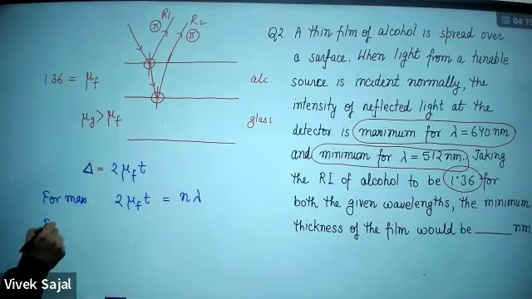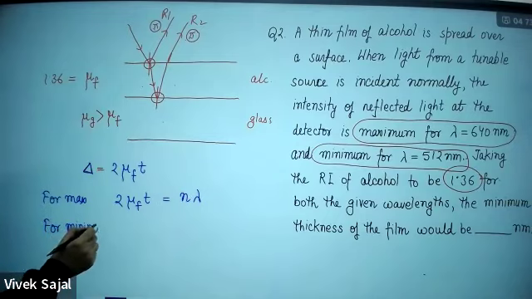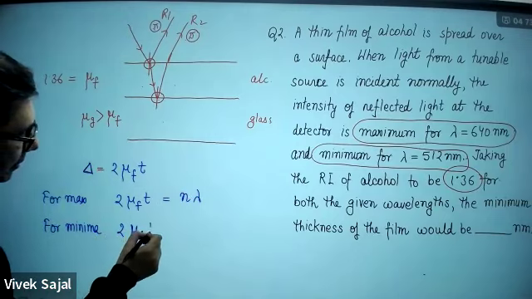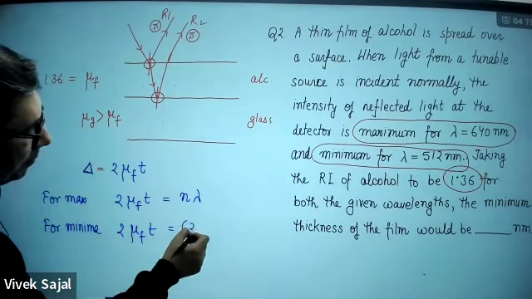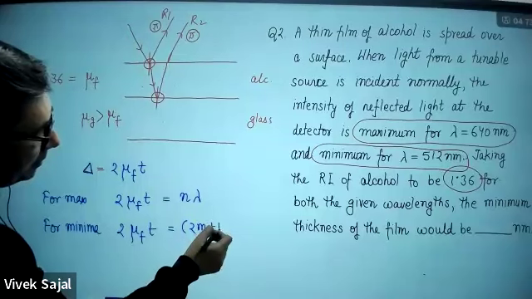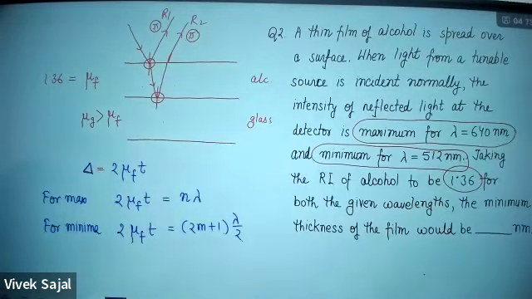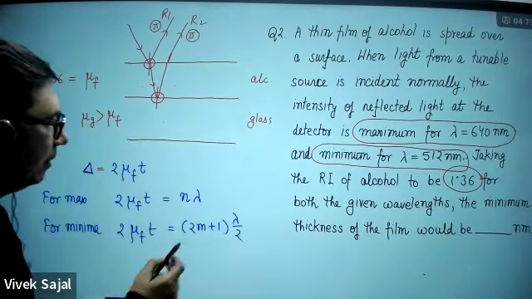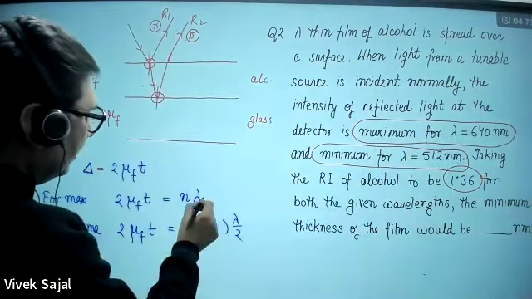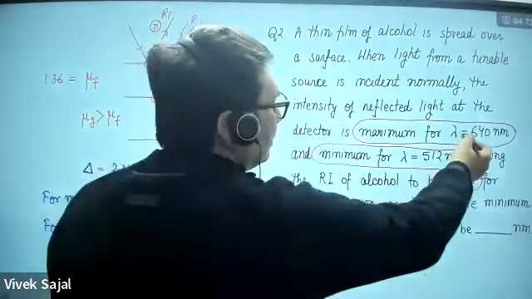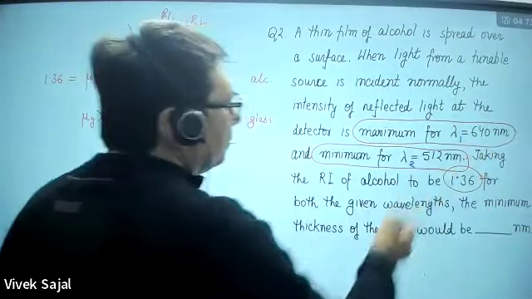For minimum intensity, for minima, it will be something like this: 2 mu t equals (2m plus 1) lambda by 2. It is going to be like this, and this will be lambda 1. Here lambda 1 is 640, and this will be lambda 2. You can say this is lambda 1, this is lambda 2.